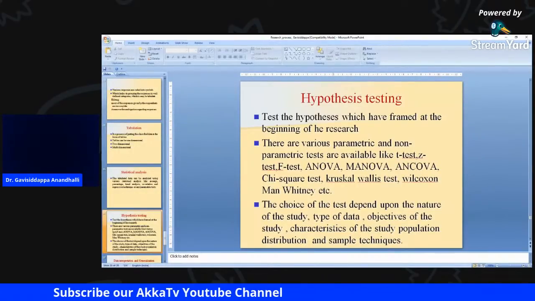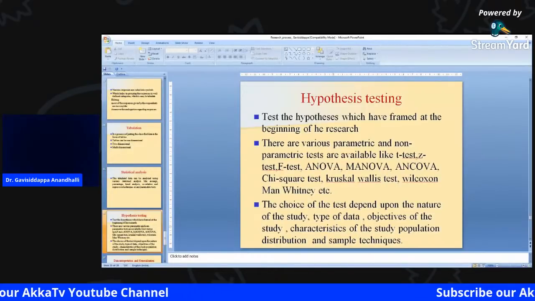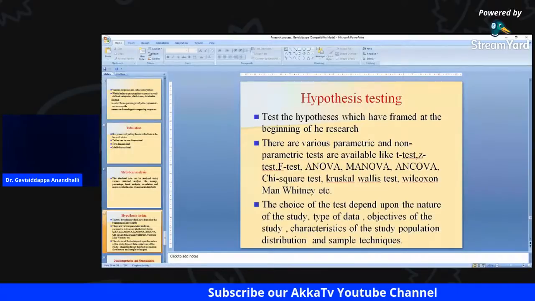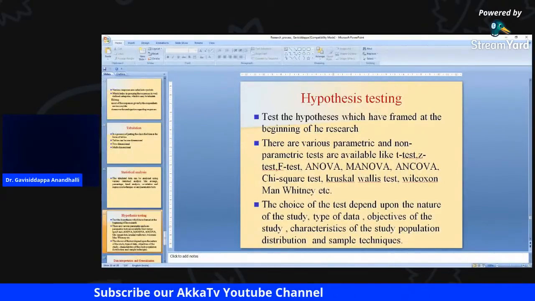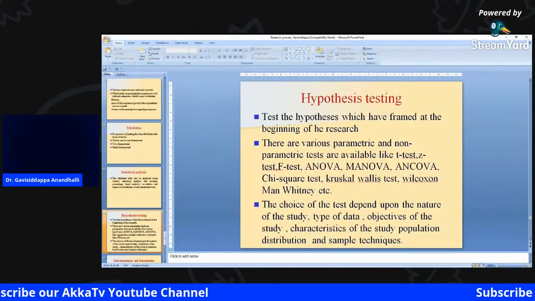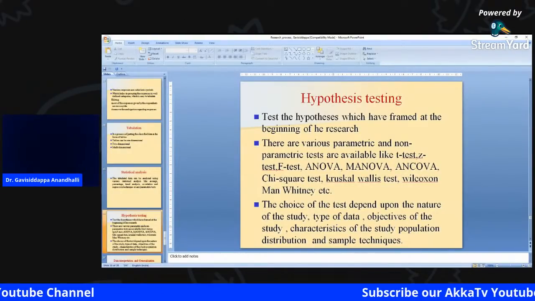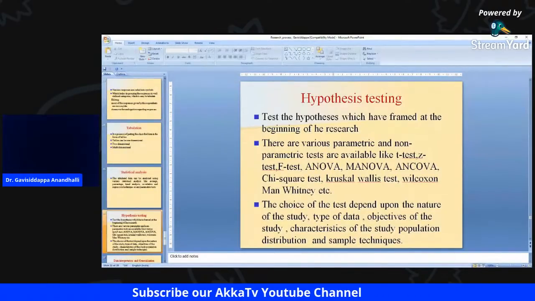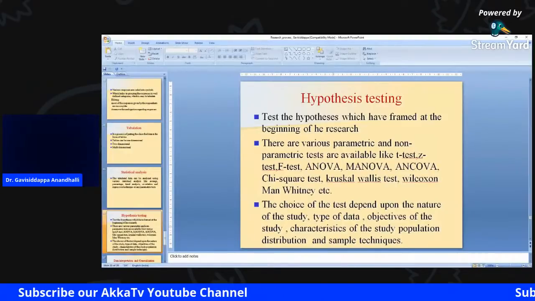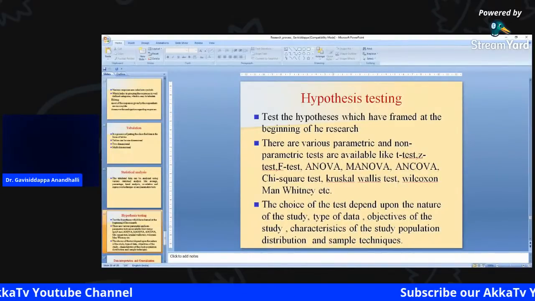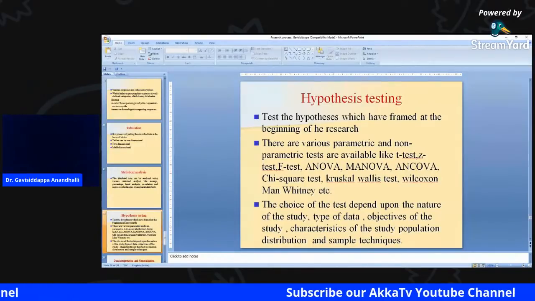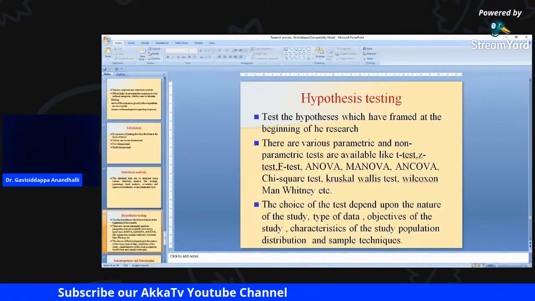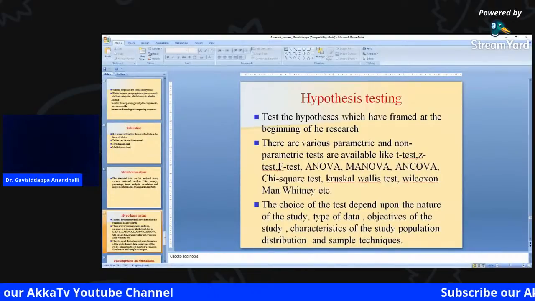So let us discuss the testing of hypothesis. As I told, it is one of the most important steps in the research. It is a very important stage about accepting or rejecting the hypothesis which you formulated at the beginning of the study. Various statistical tests have to be applied, and based on that, you have to take the decision. So the choice of the test depends upon the nature of the study, nature of the data, nature of the variable, objectives of the study, characteristics of the study population, distribution and sampling technique.